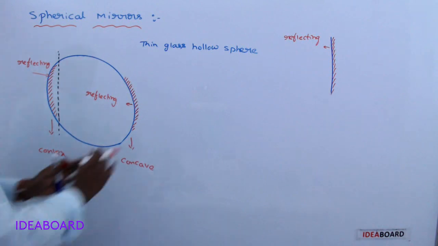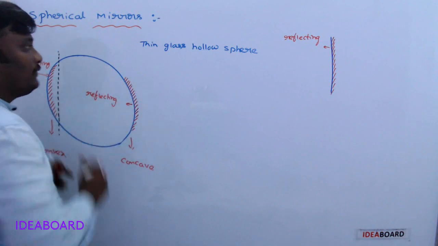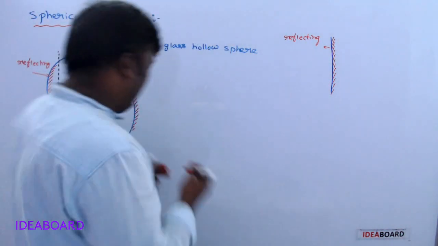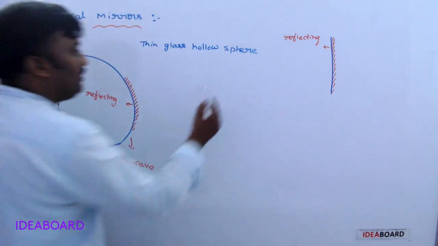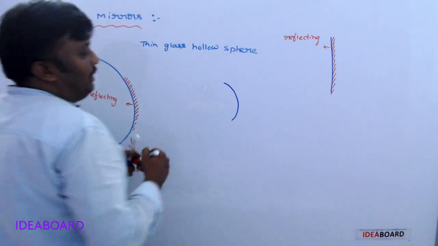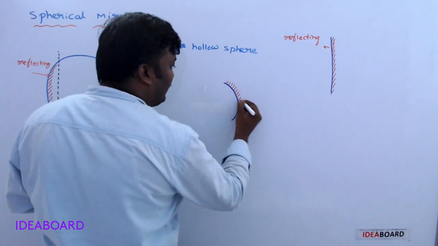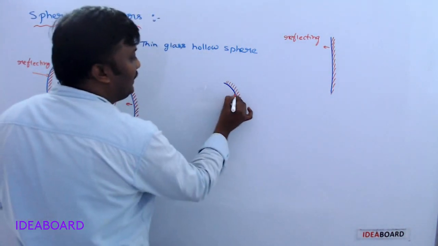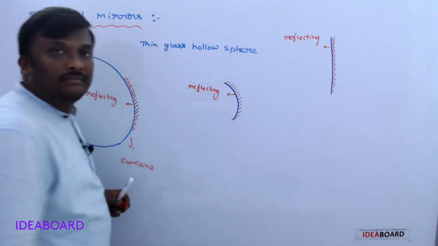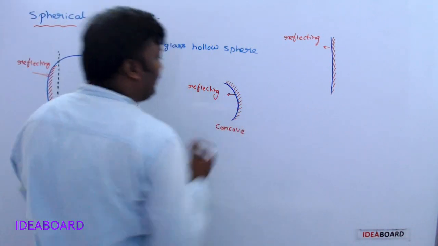Understand now? So the convex mirror and the concave mirror are both parts of a thin glass hollow sphere. So what is a concave mirror? A concave mirror is nothing but a part of a hollow sphere in which the outer surface is polished and the inner surface acts as the reflecting surface. Is it clear? This is called a concave mirror.